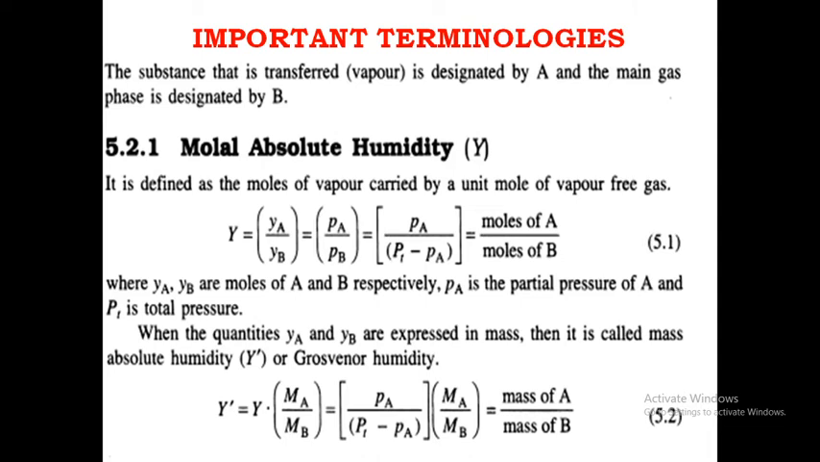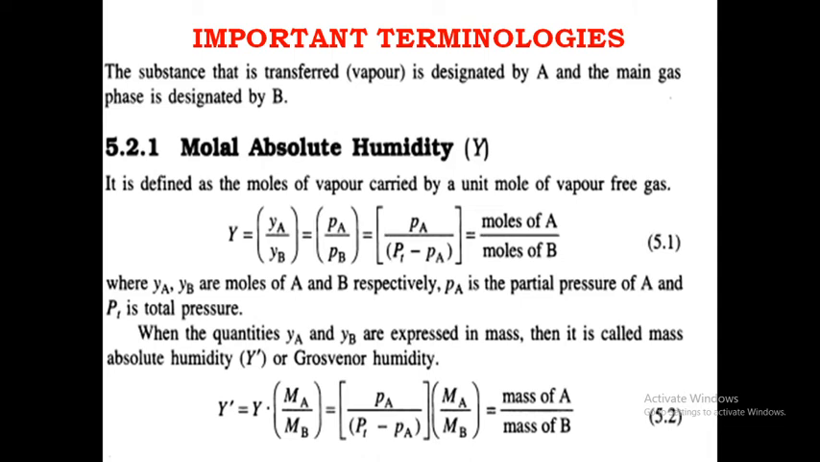When the quantities Ya and Yb are expressed in mass, the term is called mass absolute humidity or Kresner humidity. It is denoted as Y dash.